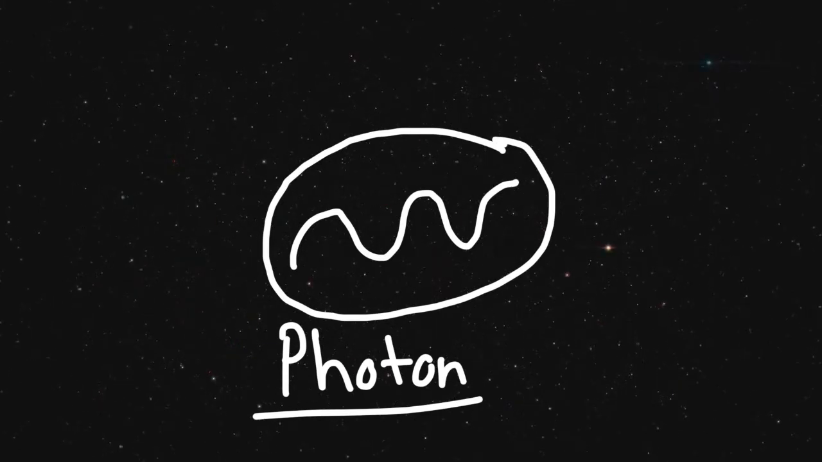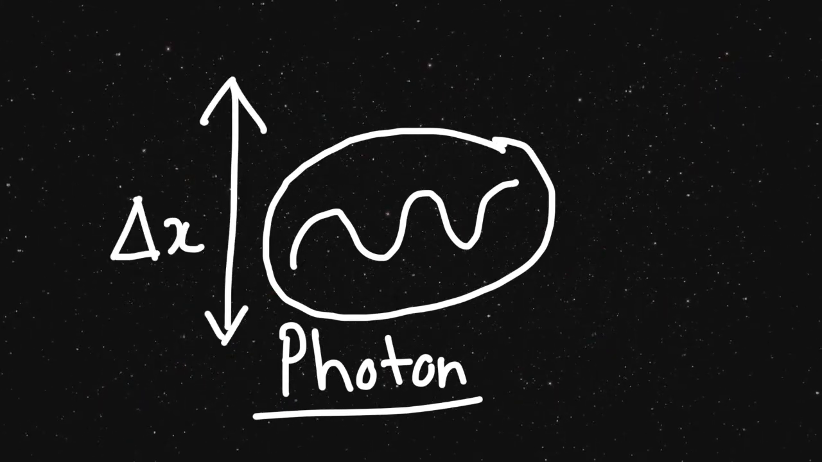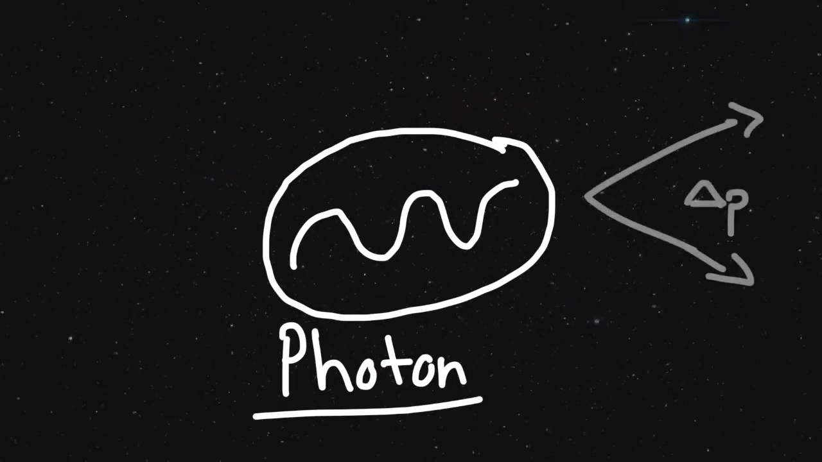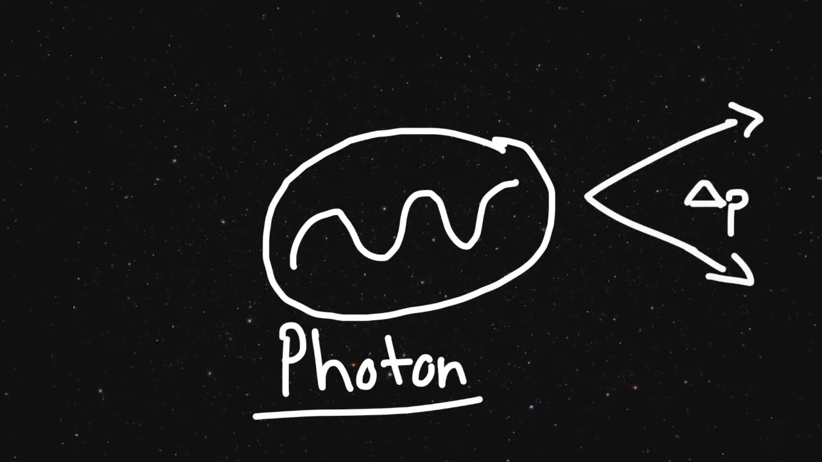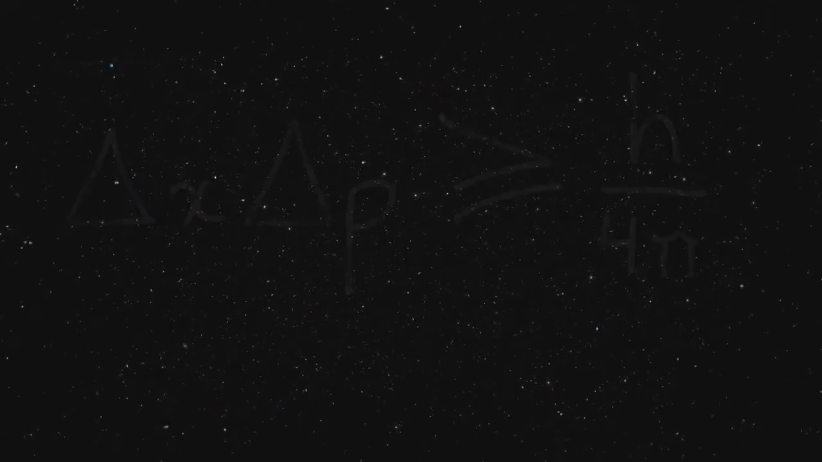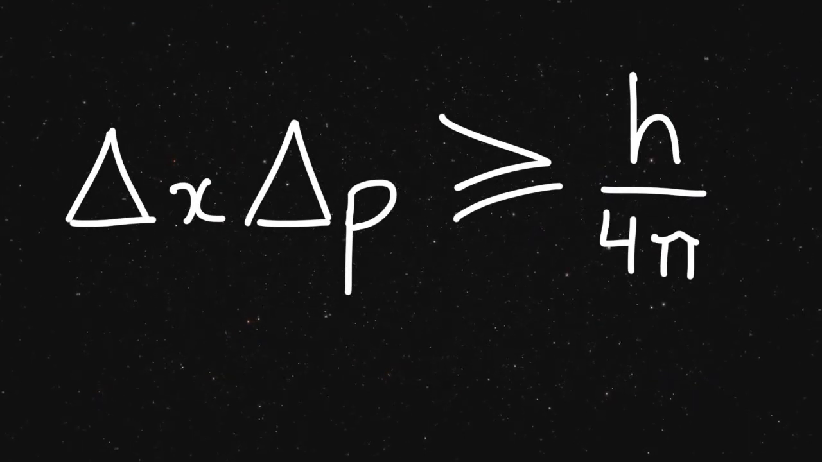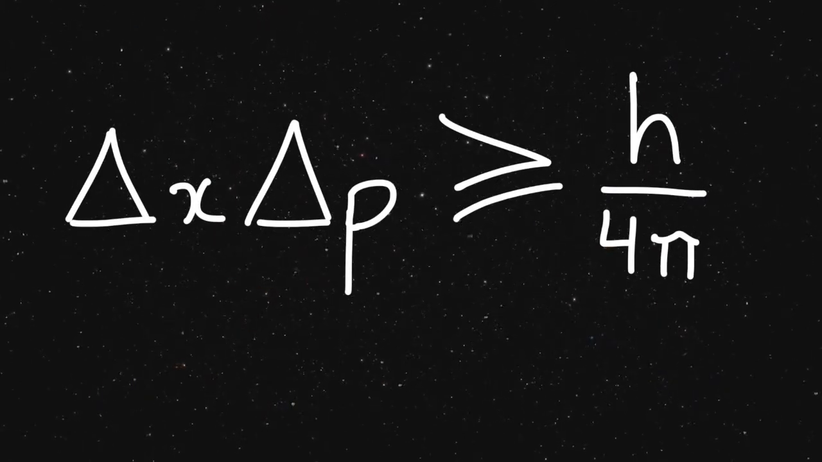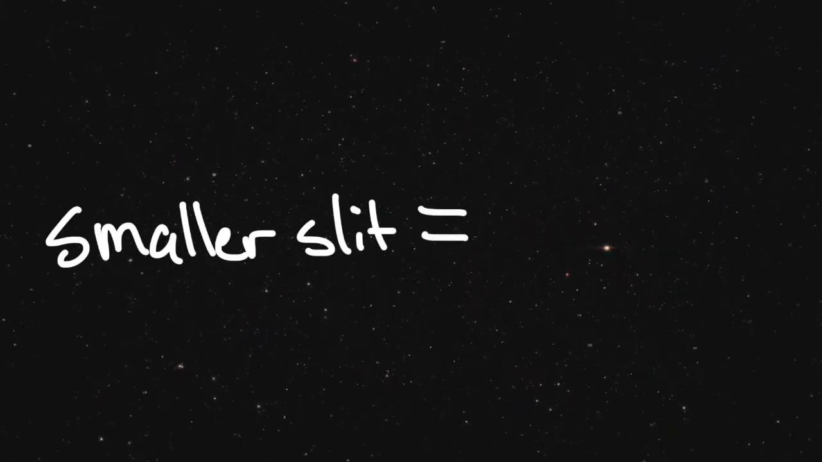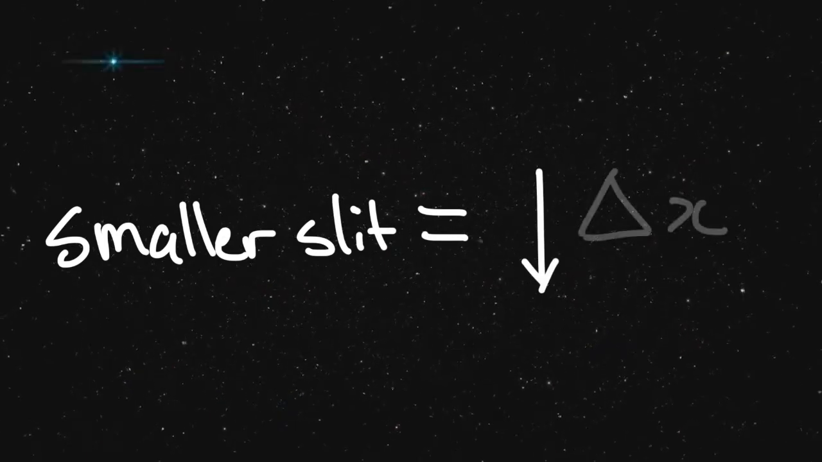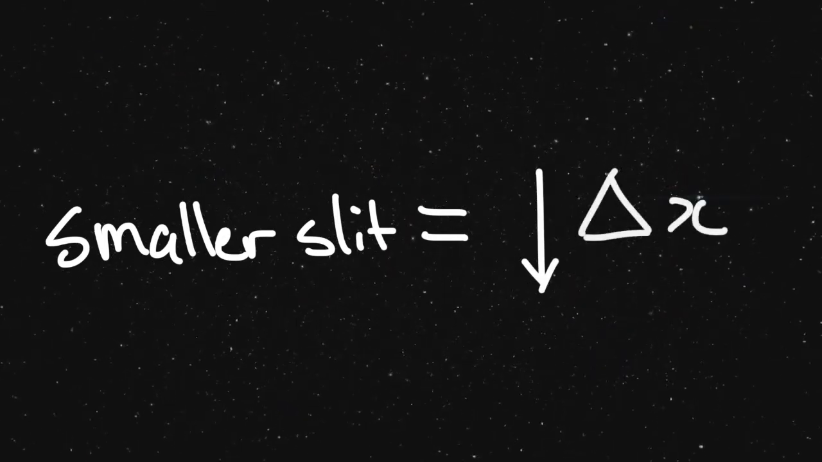So with this taken into account, we can say that delta x is the uncertainty in the position and delta p is the uncertainty in the momentum. Now, when these two variables are multiplied, they must be greater than or equal to Planck's constant divided by 4 pi. How does this relate to the experiment I just showed you, you may be thinking? Well, as we made the slit smaller, we were simultaneously decreasing delta x for those photons. In other words, we were making the photons more precise.